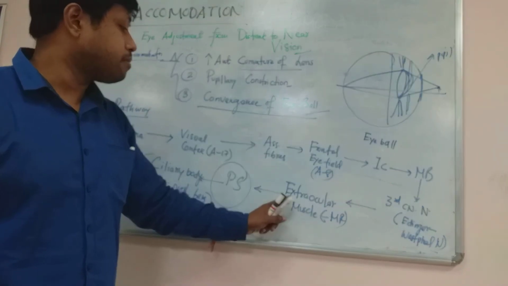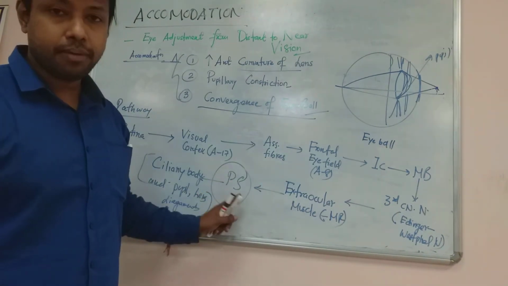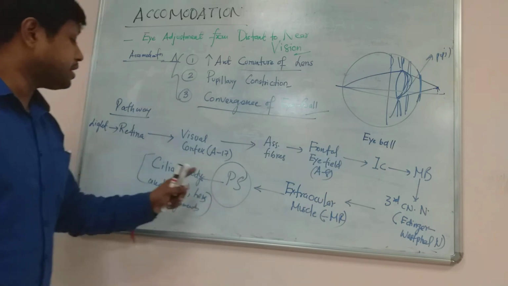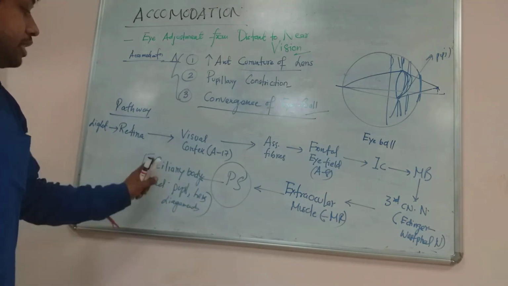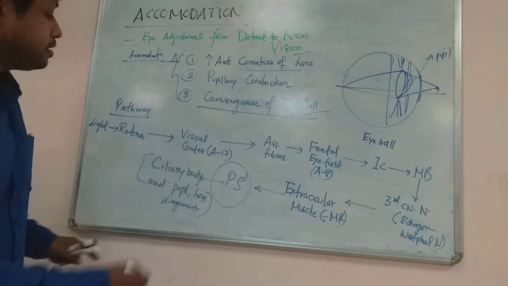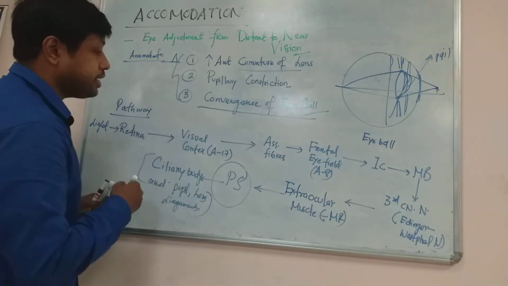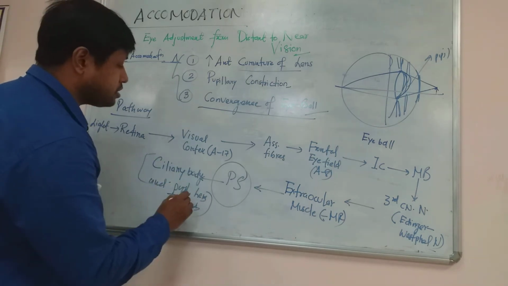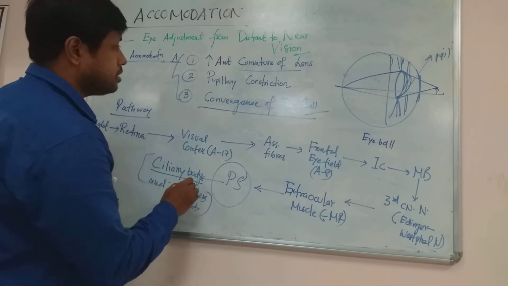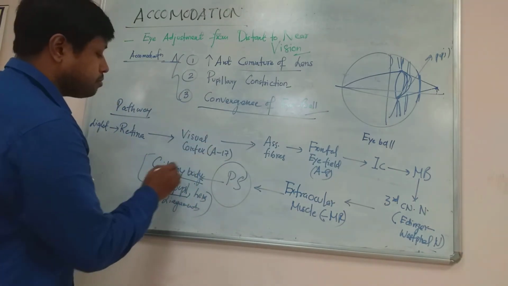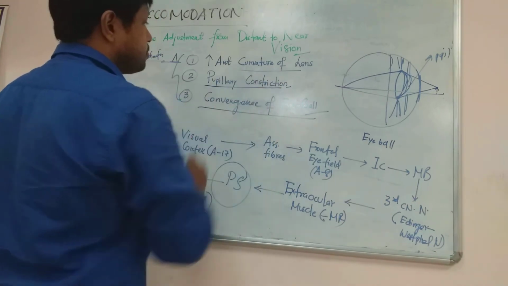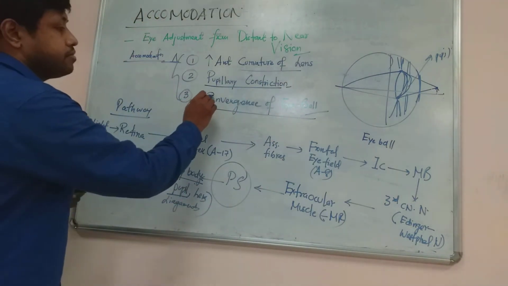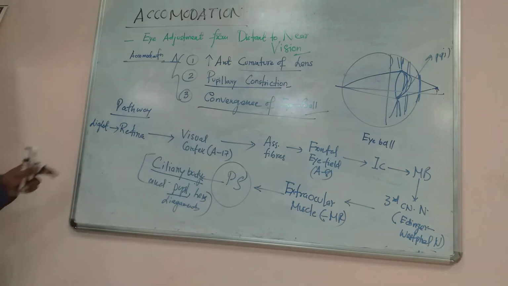From the extraocular muscle, it will stimulate the parasympathetic pathway. Ultimately, it will stimulate the ciliary body, pupils, and lens ligament. When the pupil is stimulated, it is responsible for pupillary constriction, and the ciliary body with contraction is responsible for the maintenance of the aperture of the pupil. Can you understand? So this is the pathway of the accommodation.